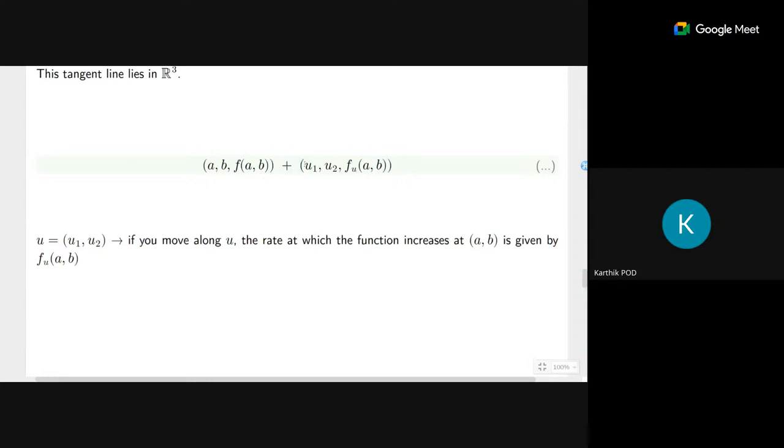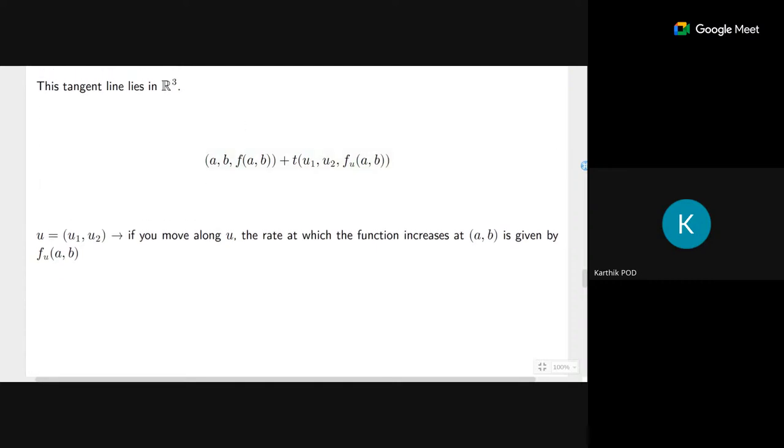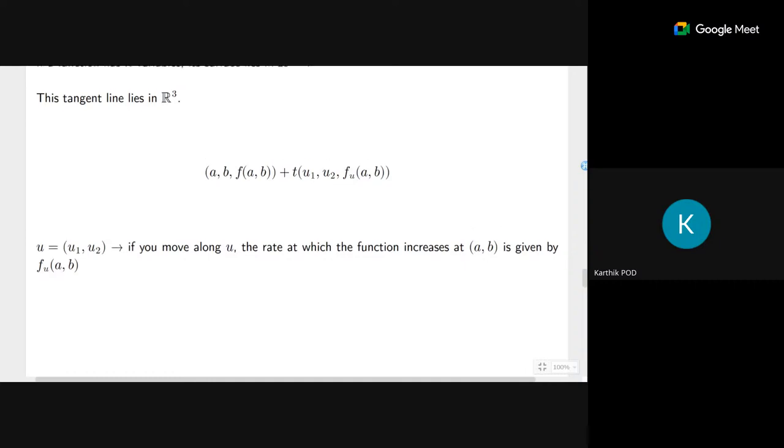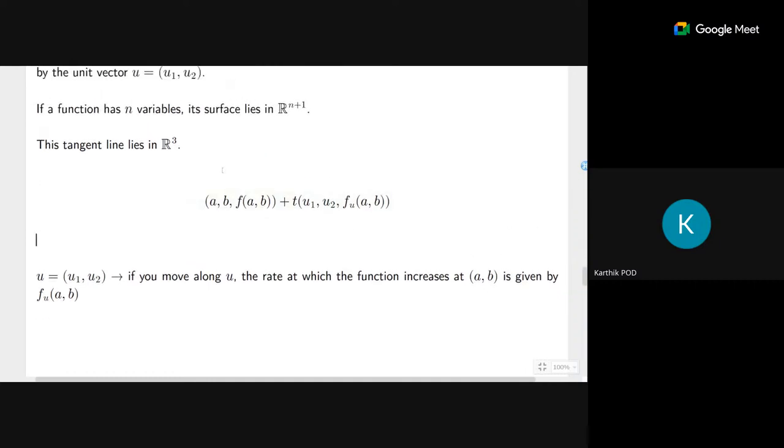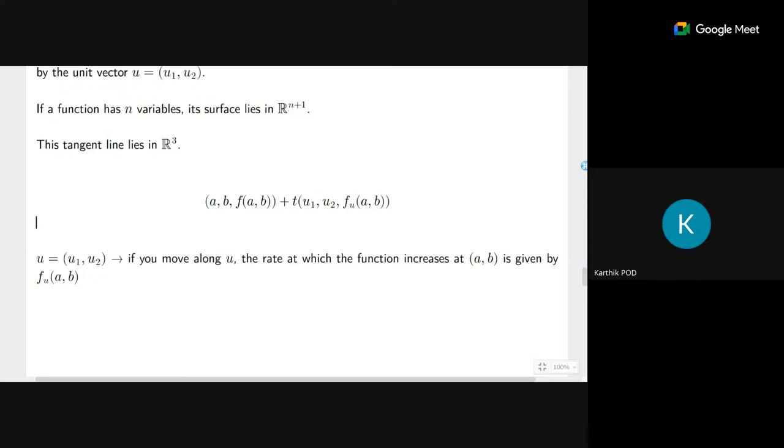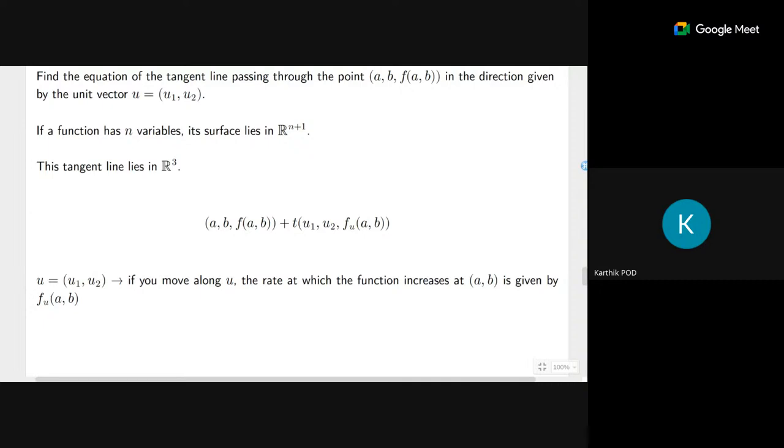This is your direction of the vector. Now you don't need to move just unit length along this direction. You can move by any t amount in this direction. So if you combine these two, what you end up with is a line in R3. This is the tangent line at a comma b along the direction u1 comma u2. So this is the equation of a tangent line to the function f of x comma y at the point a comma b in the direction given by u1 comma u2.